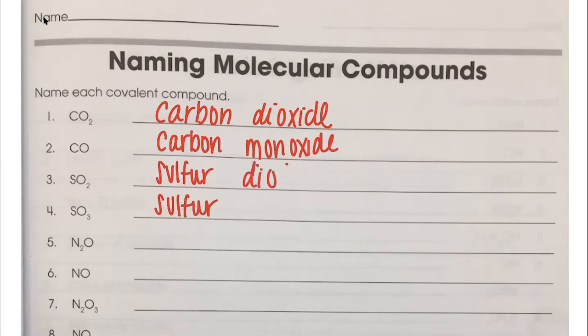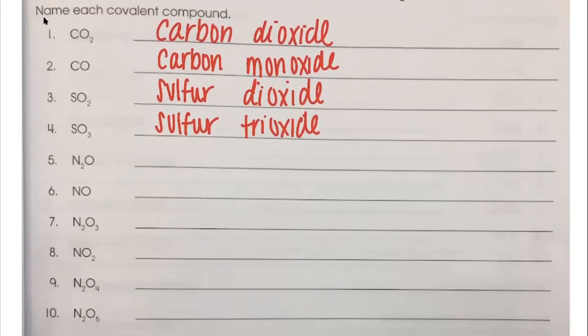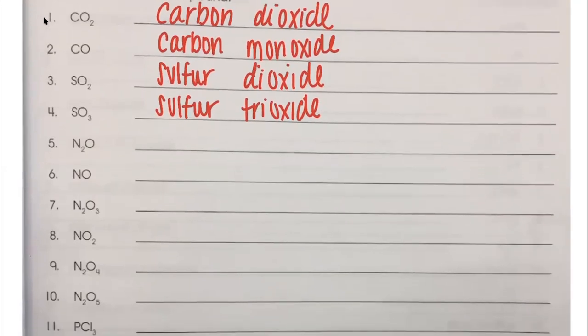Jack, you're going to do the next couple with me. So again, just to remind ourselves, since this one has a 2, we have to include the prefix. So, Jack, what's number 5? Dinitrogen oxide. Dinitrogen. Except you forgot, what's the prefix for 1? Monoxide. Correct. We cannot forget the prefix on the second one.